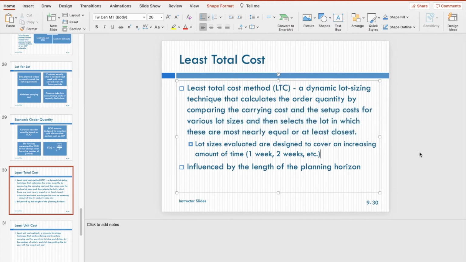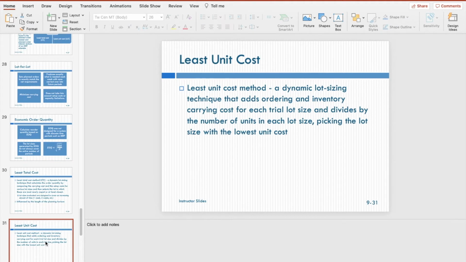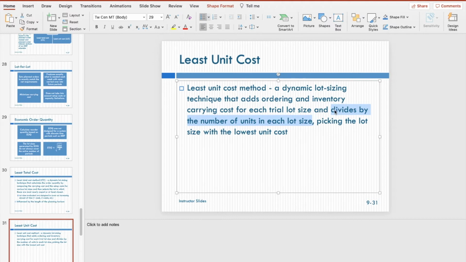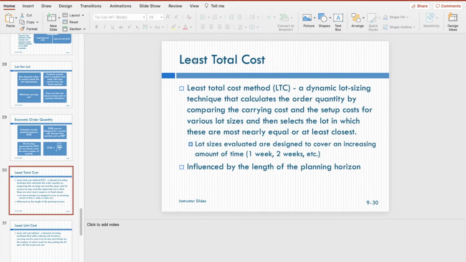Now, another lot sizing technique is called least unit cost. Least unit cost is kind of close to least total cost, but it still has some differences. It is also a dynamic lot sizing technique. It will add the ordering and inventory carrying cost for each trial lot size, and then there is a step that is included within the least unit cost technique but not within the least total cost technique.